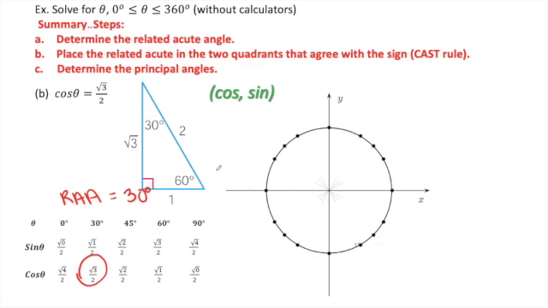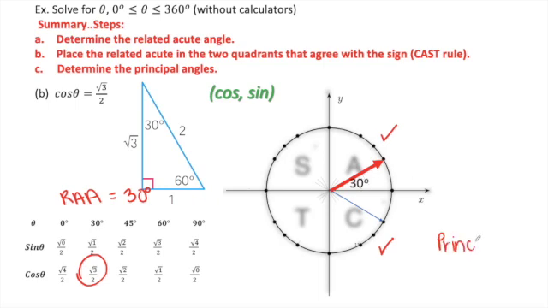Okay, so now you're going to place your related acute angle in our two quadrants that agree with our sine. So our sine is positive here, so we need where cosine is positive. So cosine is positive in our C quadrant and in our A quadrant. So you're going to draw your related acute angle in your A quadrant and your C quadrant, or quadrant 1 and 4. And then we are able to determine our principal angles. So because we're in quadrant 1, our one principal angle is going to be 30 degrees because it is our easy quadrant, and you are able to just use what the related acute angle is in that quadrant. So we have 30 degrees.